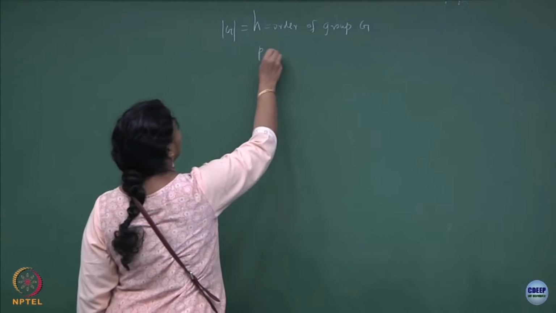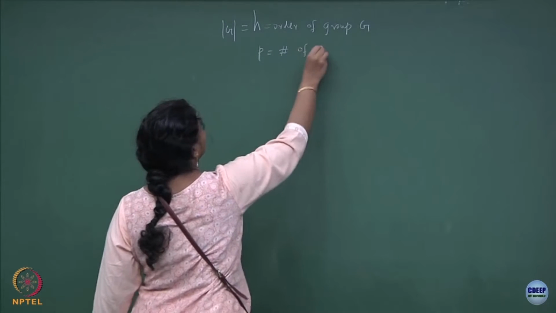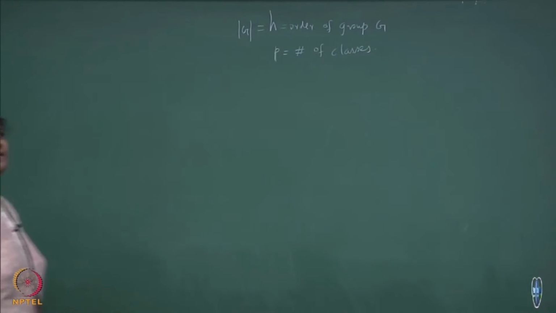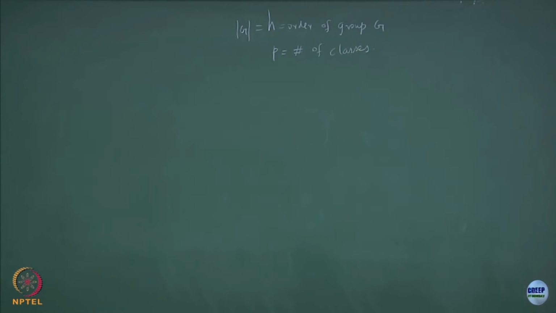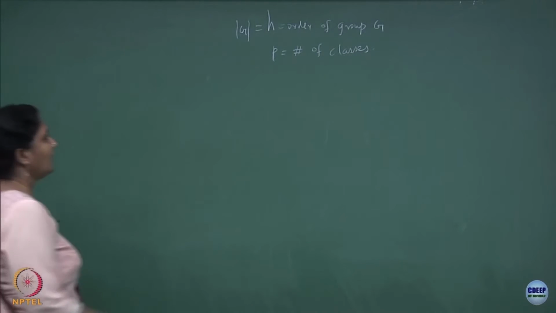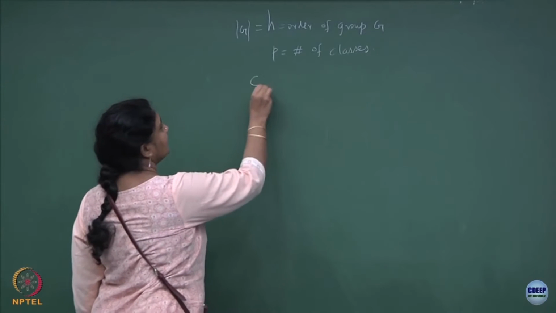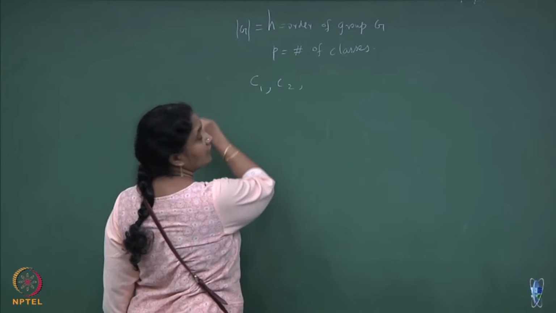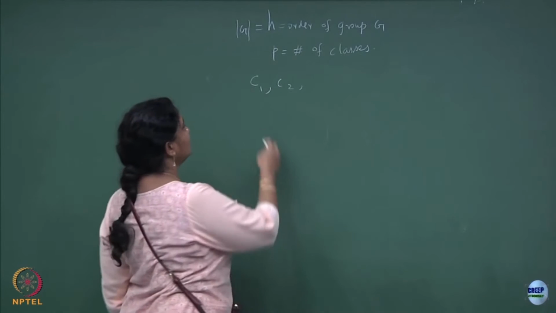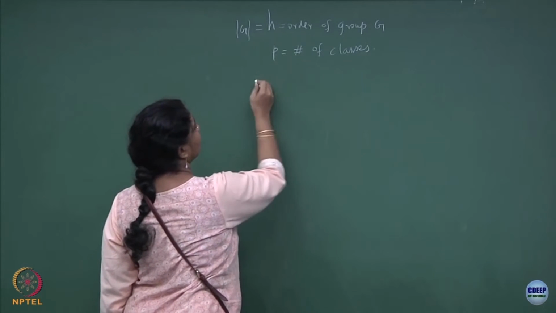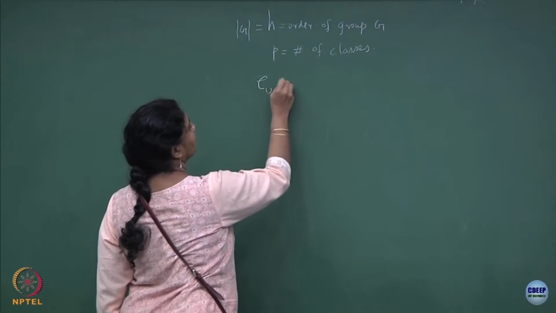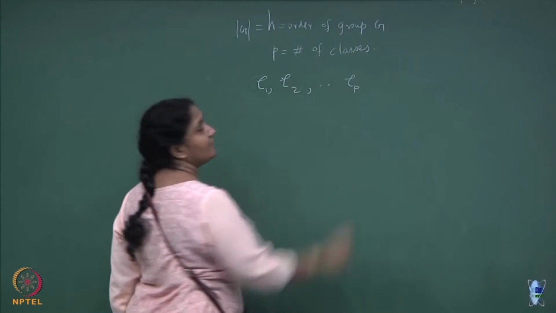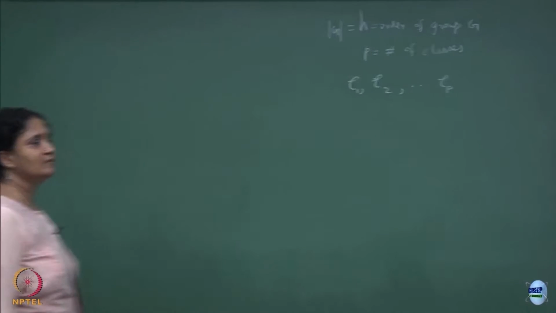P is the notation which we are going to use for the number of classes, and classes we will denote by C1, C2. So, do not confuse this C with your group structure. If you want, you can put some kind of curly C1, up to CP. P classes are there, that is one.